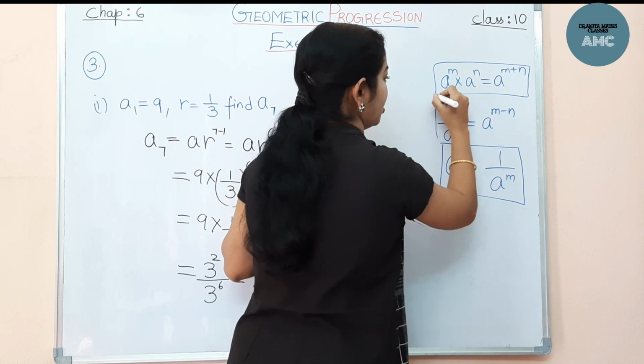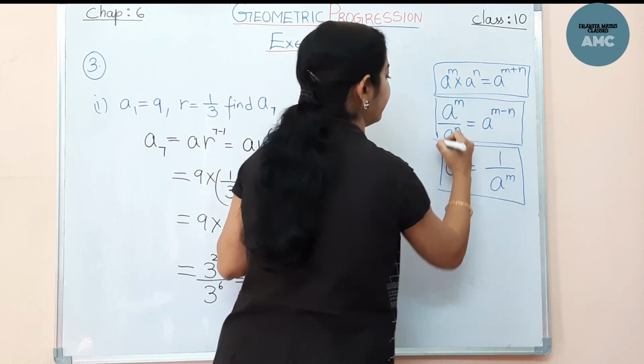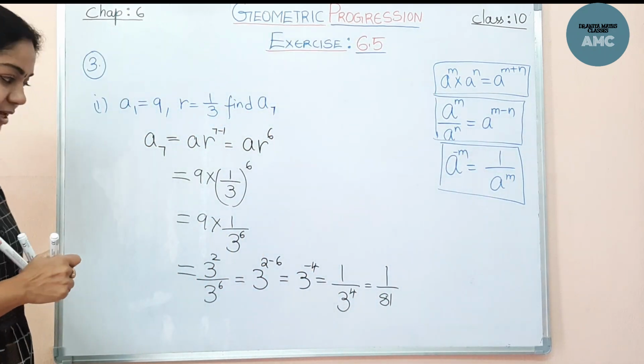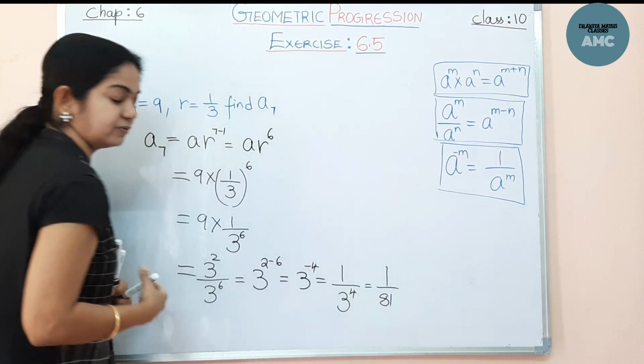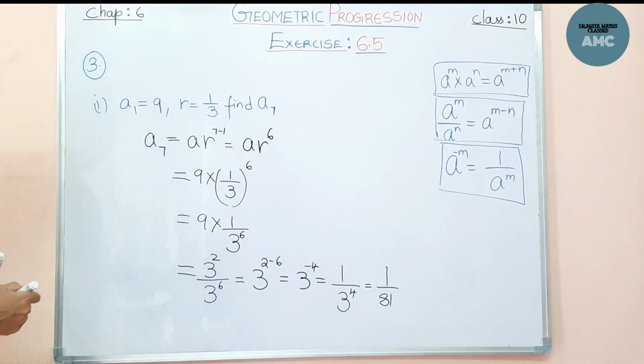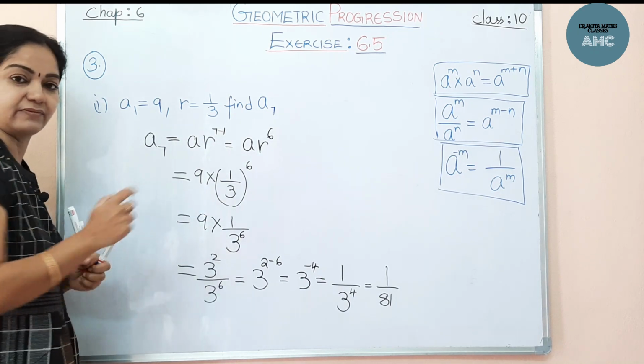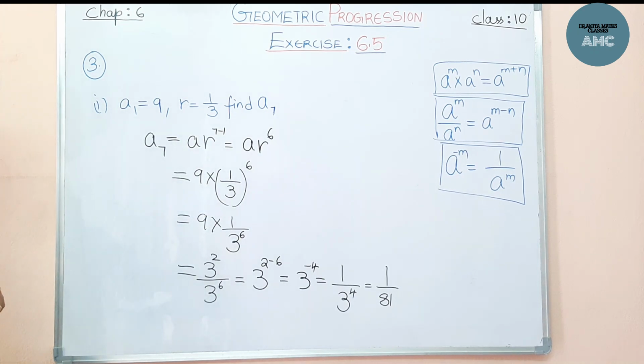All this we have studied in our 8th classes, right? Now that I have applied, I have removed the minus and I have written it down. Now if you multiply 3 four times, that is 1 by 81. That is the 7th term. Quickly pause the video and note it down.